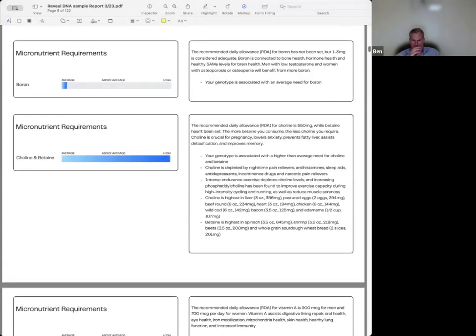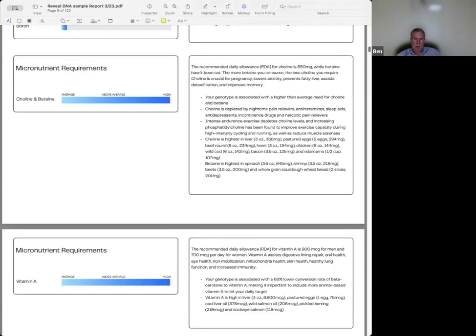So boron, we were there. Next is choline betaine. Betaine doesn't have an RDA amount, but we know it plays a big role in genetic influence and supporting our genes, specifically if you have a genotype that's associated with a higher average need for choline and or betaine. You can see where choline is depleted, and indeed exercise as well. You know, you just use it up.